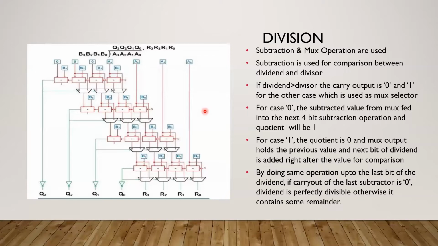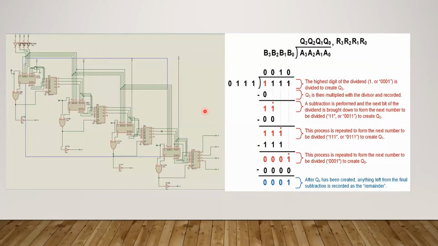So the comparison and the other operations go on like earlier, just with right shifting of 1 bit of the divisor. Likewise, the whole operation is performed and we get our full quotient with some remainder. If the last carry out of the adder is 1, we get a remainder, or we get 0 if the dividend is perfectly divisible. Here, we can also verify the procedure of division by this example included here.